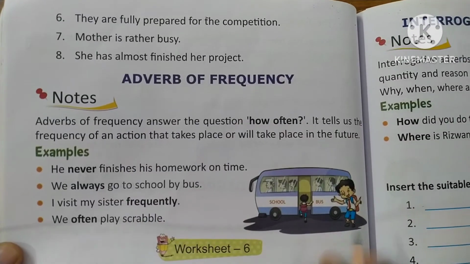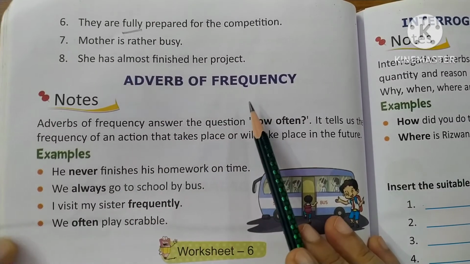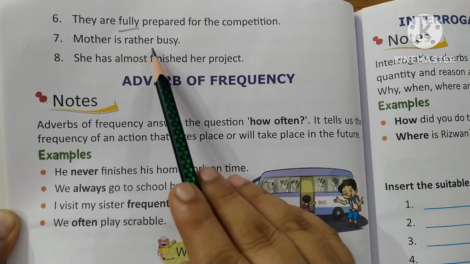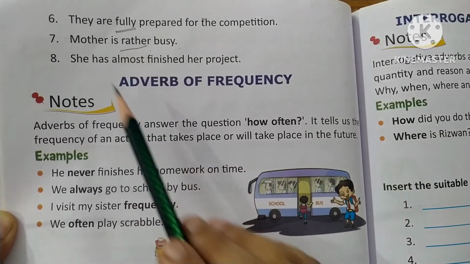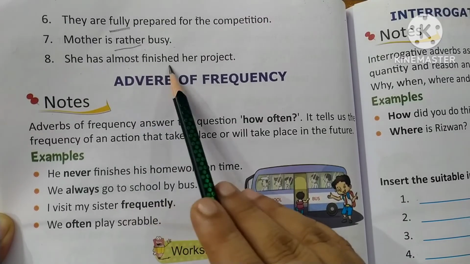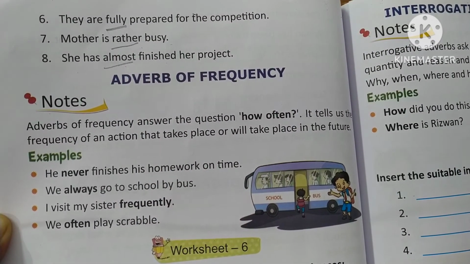Next, they are fully prepared for the competition. They are fully prepared. The adverb of degree is fully. Mother is rather busy. Rather is the adverb of degree. She has almost finished her project. Almost means to a certain degree she has finished her project.